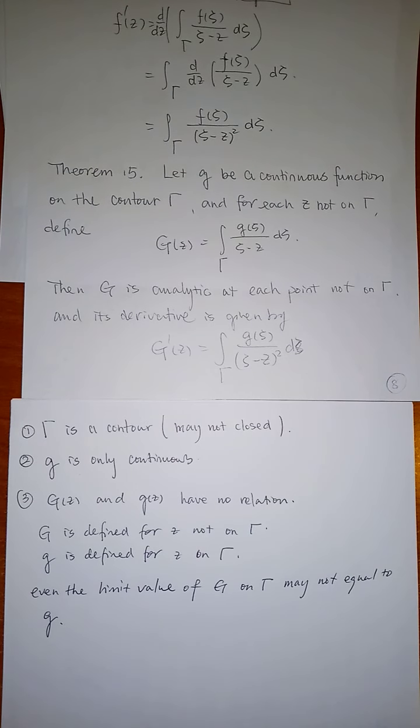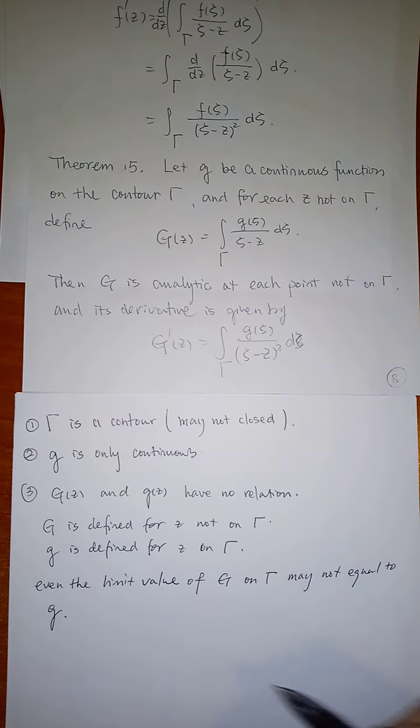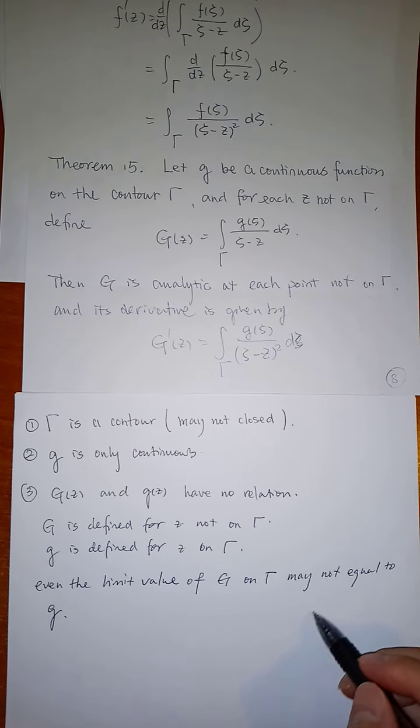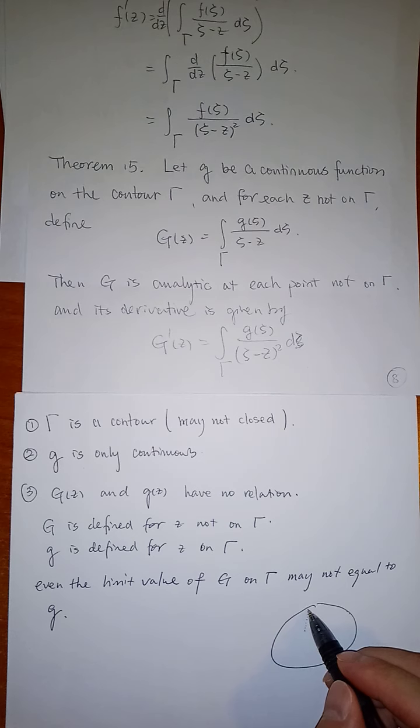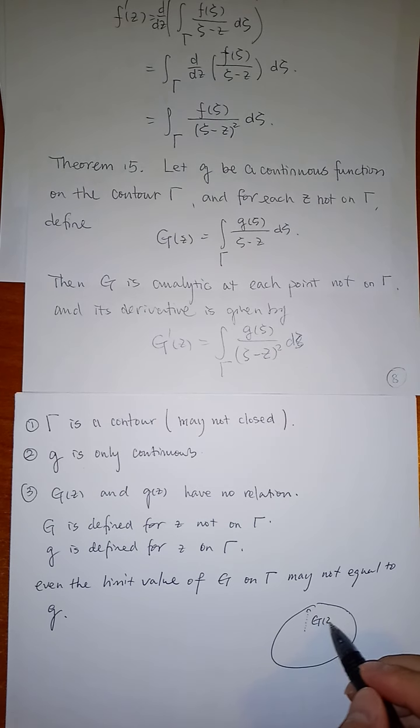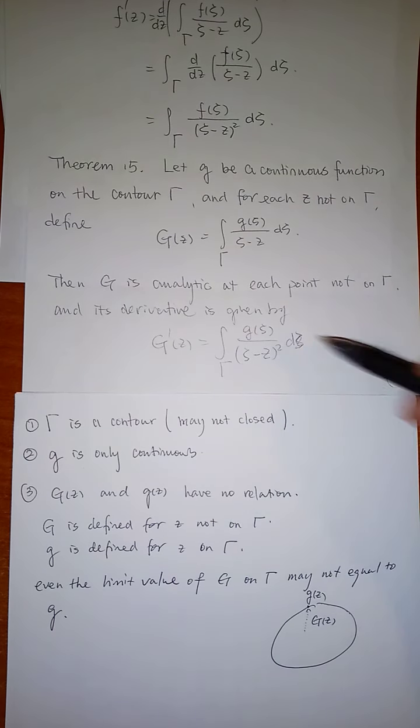Because gamma is just a curve, maybe you have a sequence approaching the point. Then this is gamma, g, and this is a little capital G. This is little g. Even with the limit value, we don't have the equality. But with this definition, we can say that the capital G of z is differentiable. So that's the stuff.